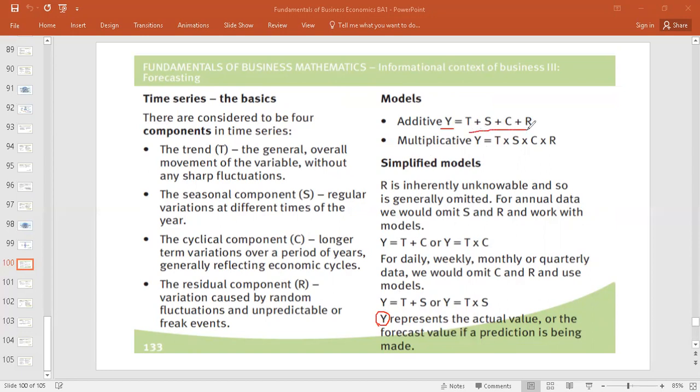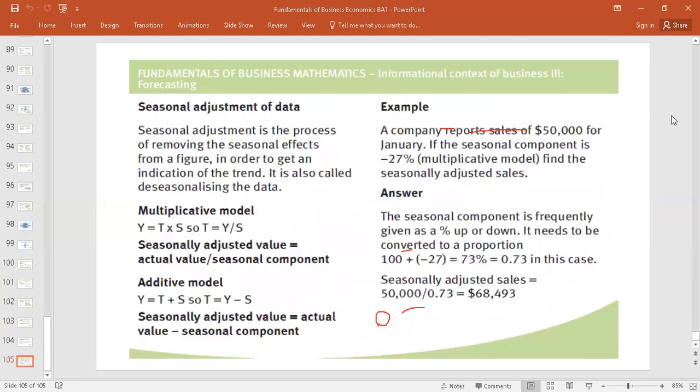Whatever those four components are, or if limited to two components, the Y represents either the actual value, which is already given, or, by making the adjustments of the trend and the cyclical component or the seasonal component, the calculated value. So in one situation it could be the actual value, or in another situation it is representing the forecasted value, either way. There is an adjustment. There is an example given here.